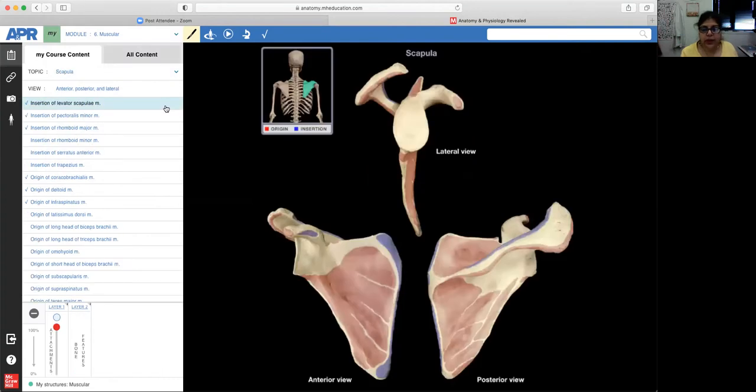Let's look at muscle attachments. Oh, this one we can come back to later, I think. Okay, insertion. We'll come back to this later.